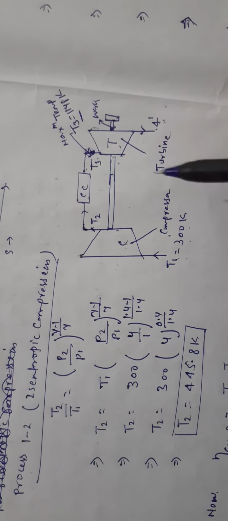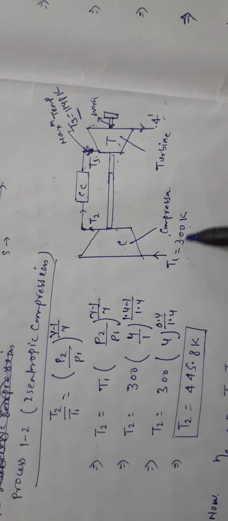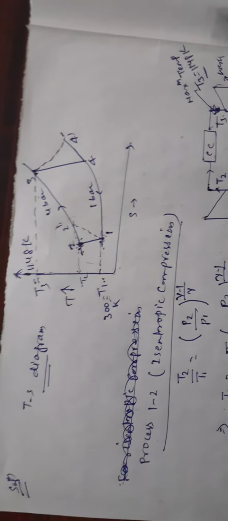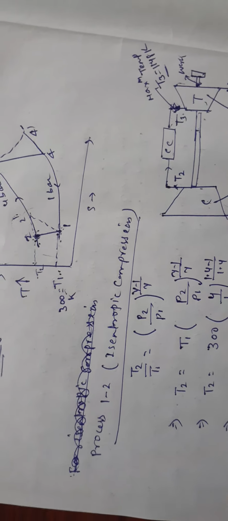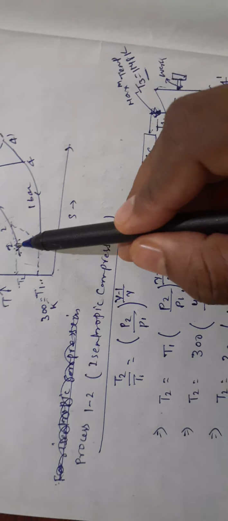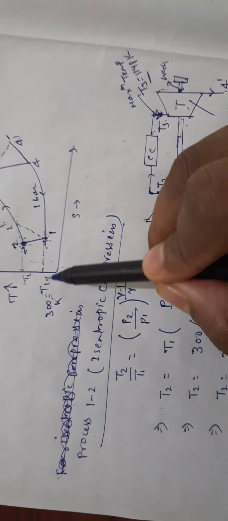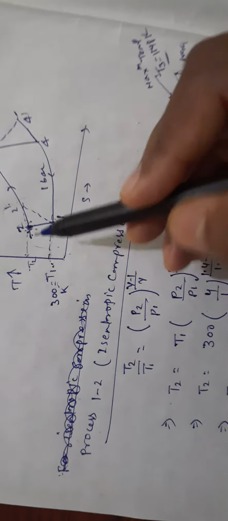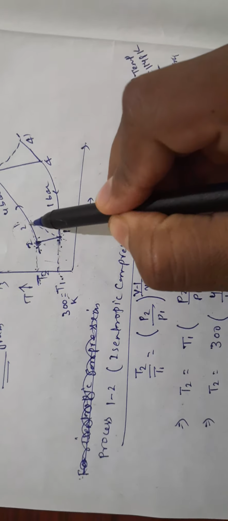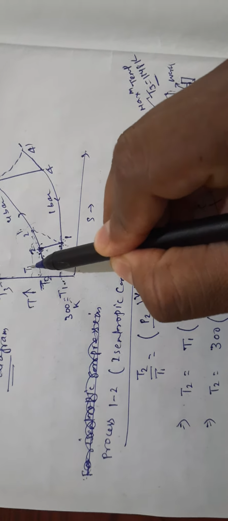This is the gas turbine cycle on the TS diagram. Points 1 and 2 represent the compressor, with temperature T1 and temperature T2. We also have to find the temperature T2 dash.